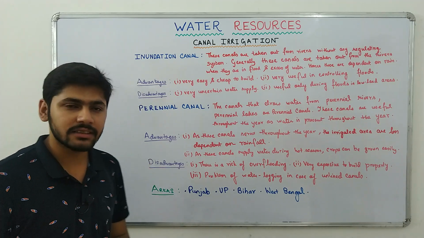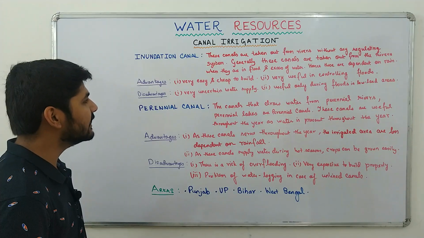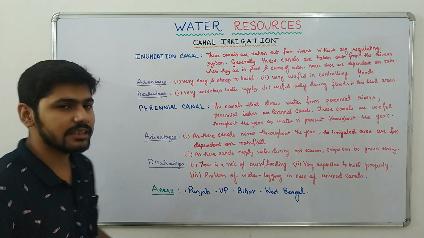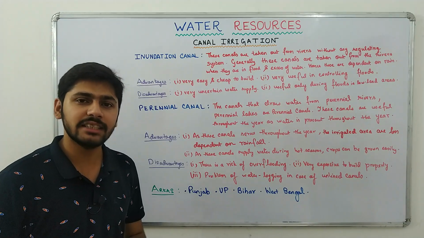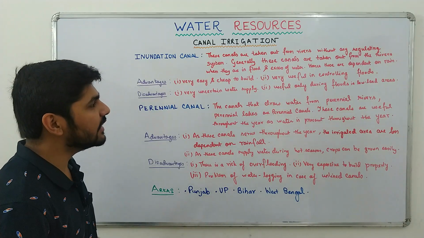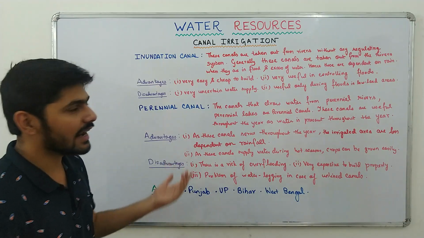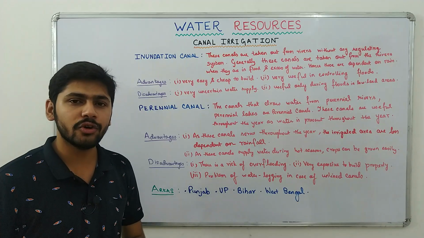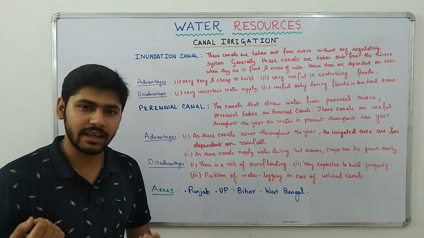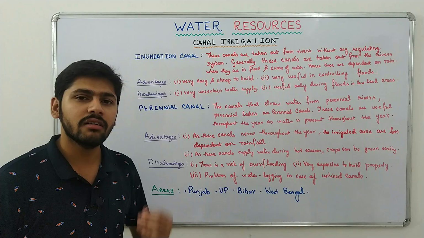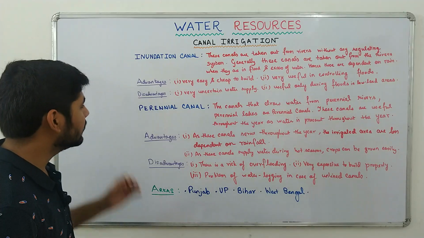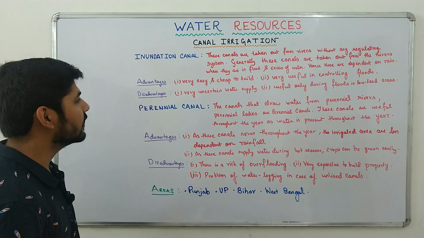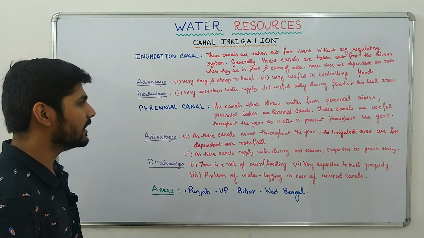What are the advantages? First, it is very easy and cheap to build. So it is very simple to build and it is also very cheap. Then it is very useful in controlling floods. Like I told you, if it is taken out during the rainfall season when the flood is very high, it will be very helpful to control floods. Then the disadvantages. Number one, very uncertain water supply.